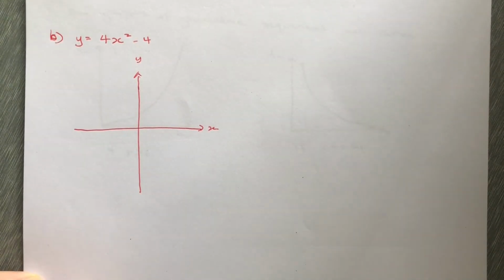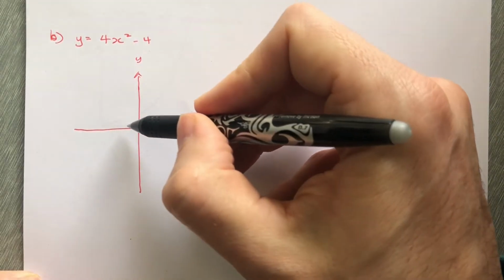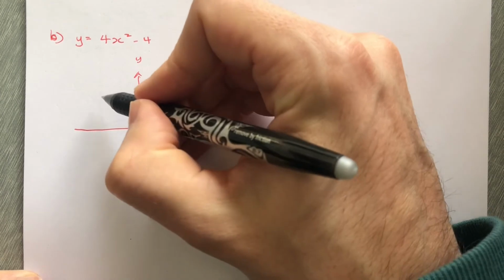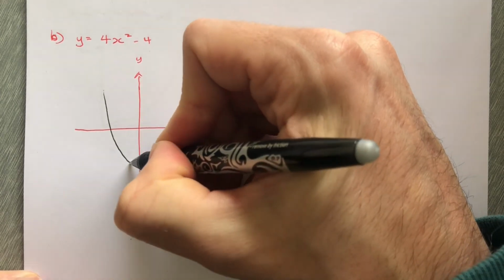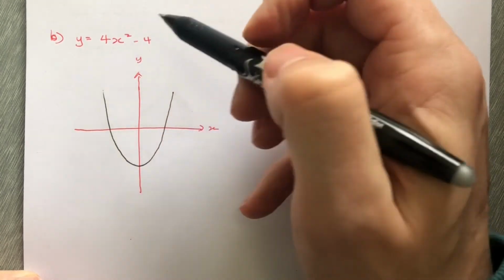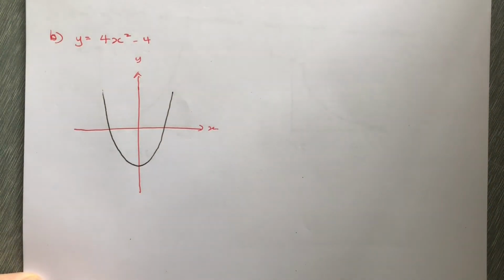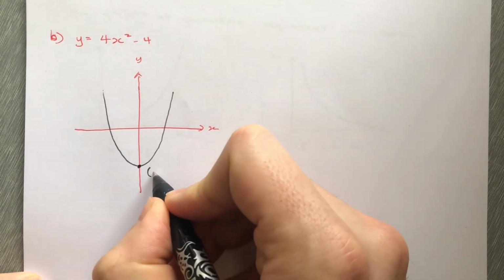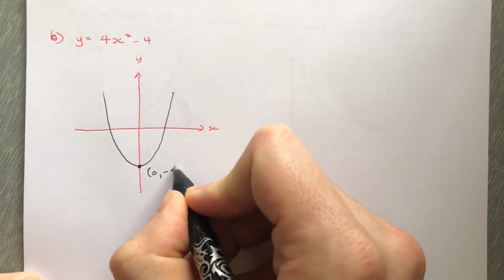So instead of our graph looking like that with a turning point there, it's been moved down 4 units. So it will look something like that. It's been made a bit skinnier too. So instead of having a turning point at 0, 0, the turning point's here, which is at x is 0 and y is minus 4.